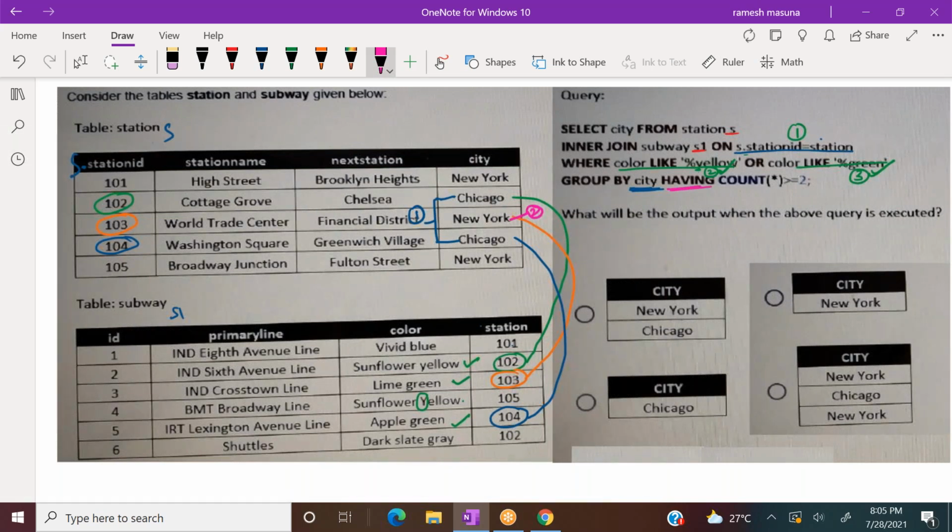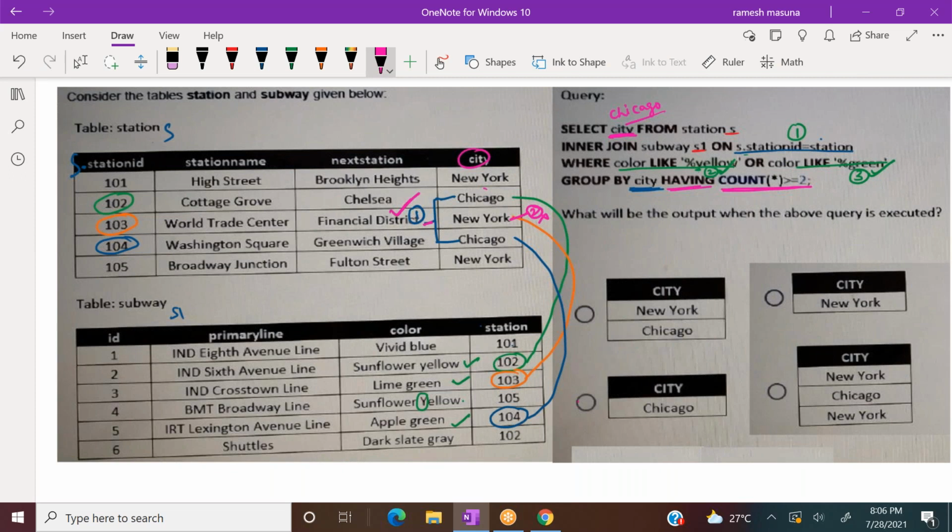Having is for group selection. Groups are going to be selected based on the condition count star greater than or equal to 2. What is the count for the first group? 2 greater than or equal to 2, true. So the first group is selected. What is the count for the second group? Only one matching row. Count is 1, greater than or equal to 2, false. So the second group is not selected. Only one group is selected. For the selected group, finally it selects the city. What is the city for the selected group? Chicago. Chicago is the final output.